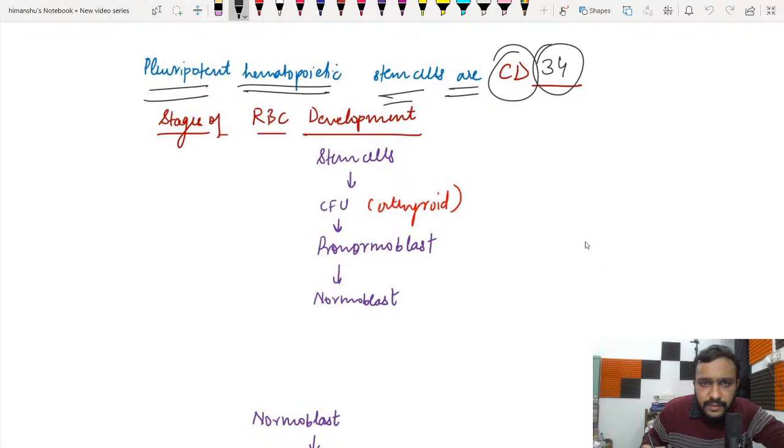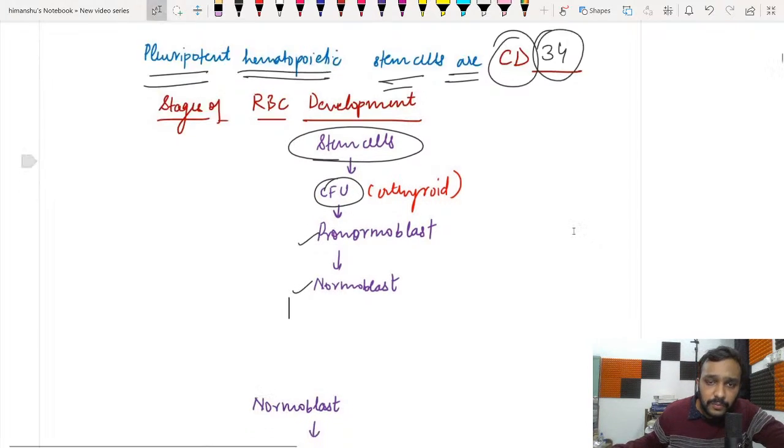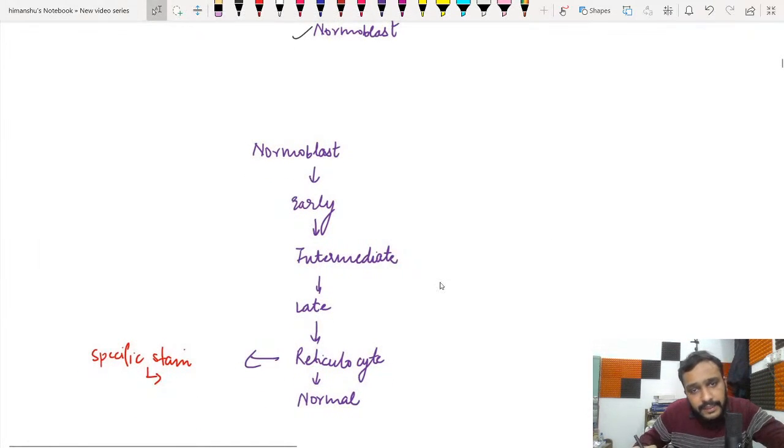Now coming to the various stages of RBC development. Stem cells form the colony forming unit, then pronormoblast, normoblast, and in the normoblast we have early, intermediate, late, then reticulocyte and normal RBC.